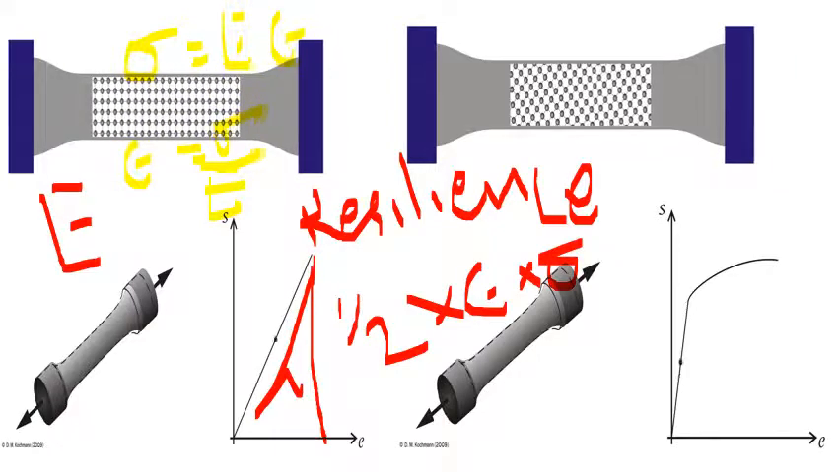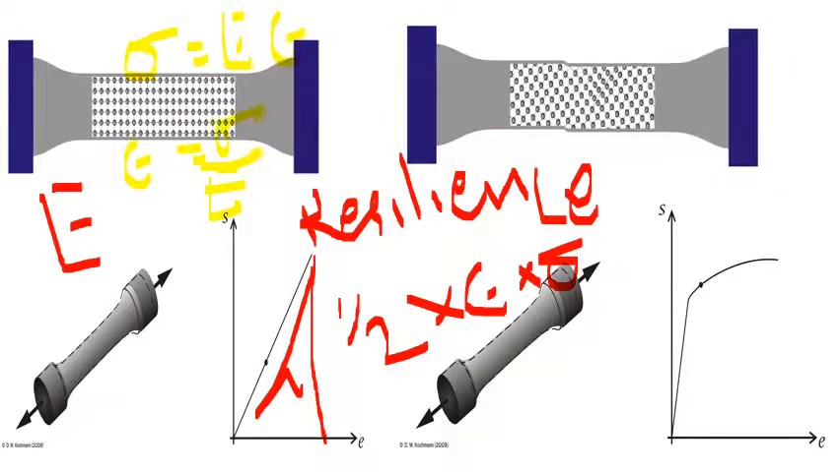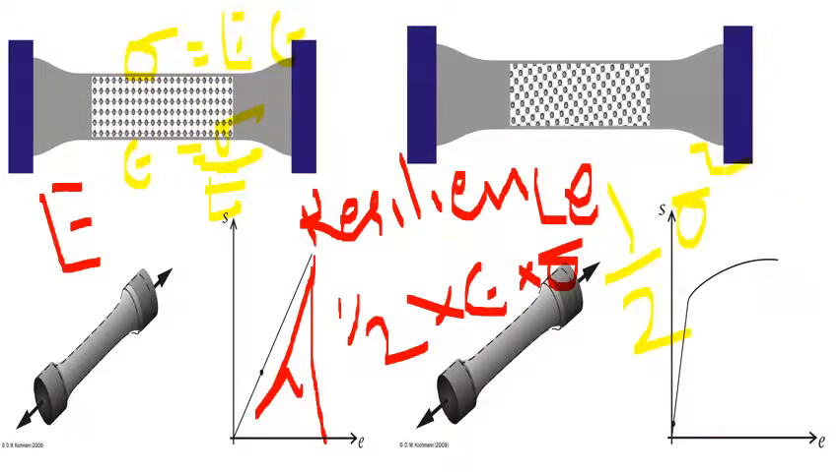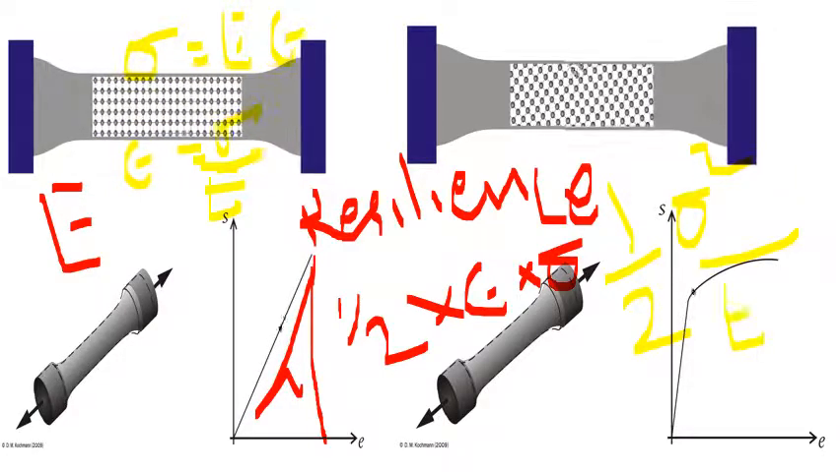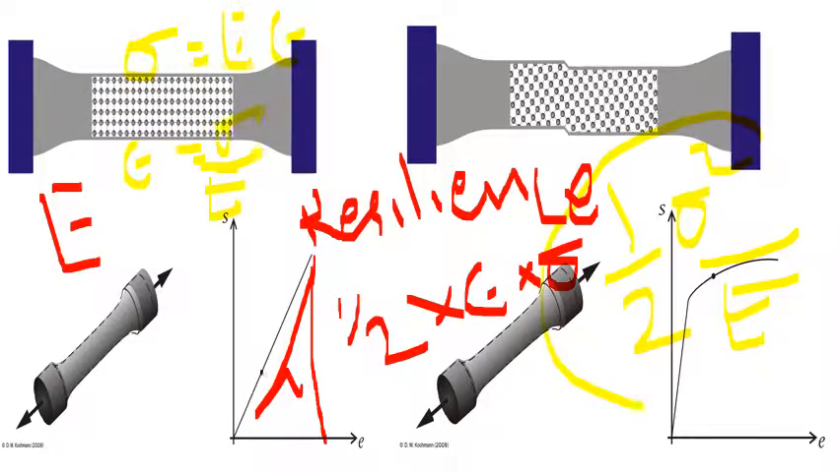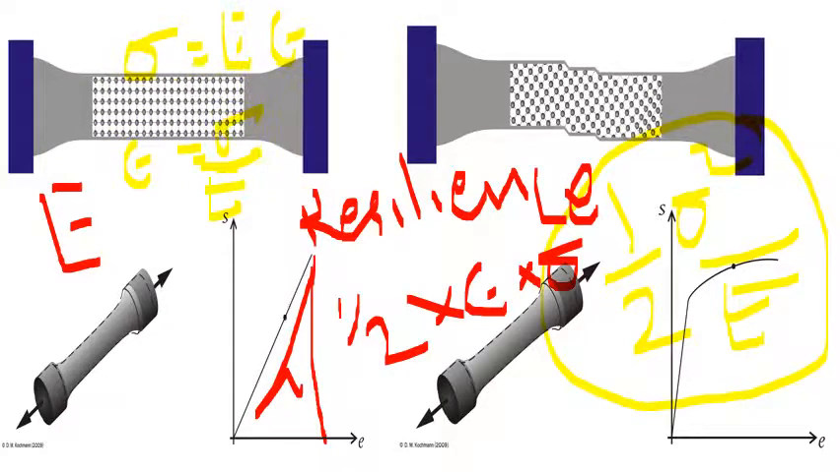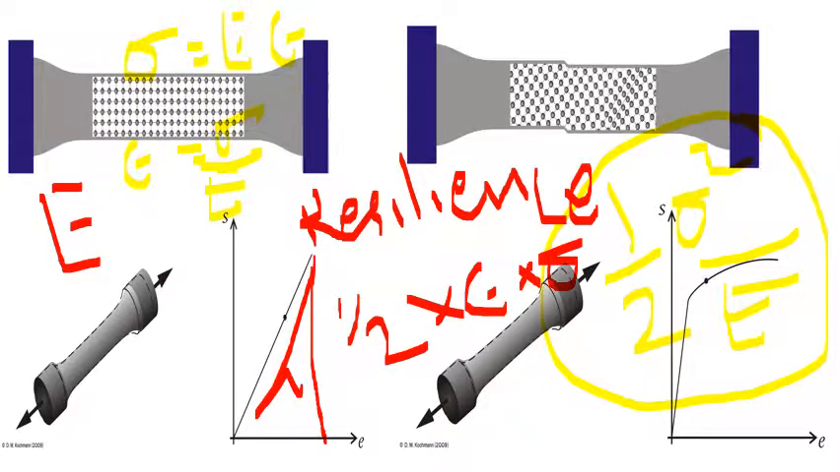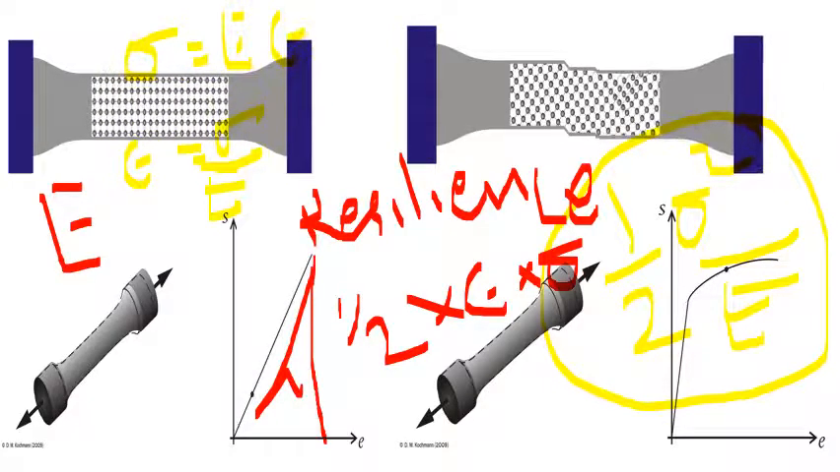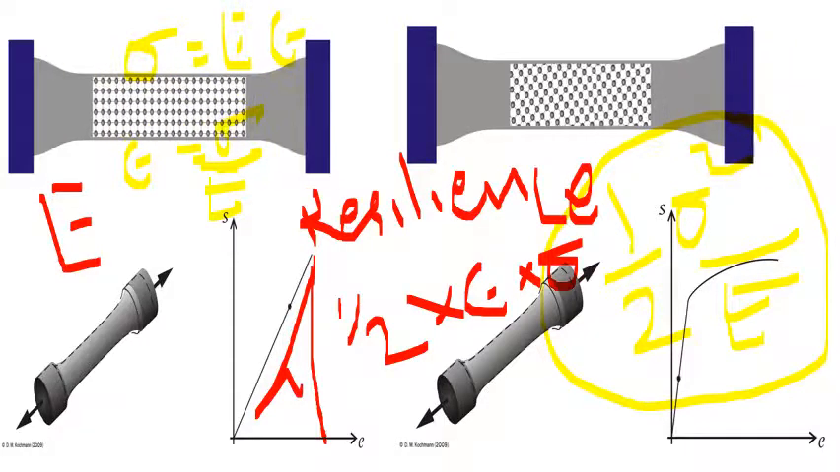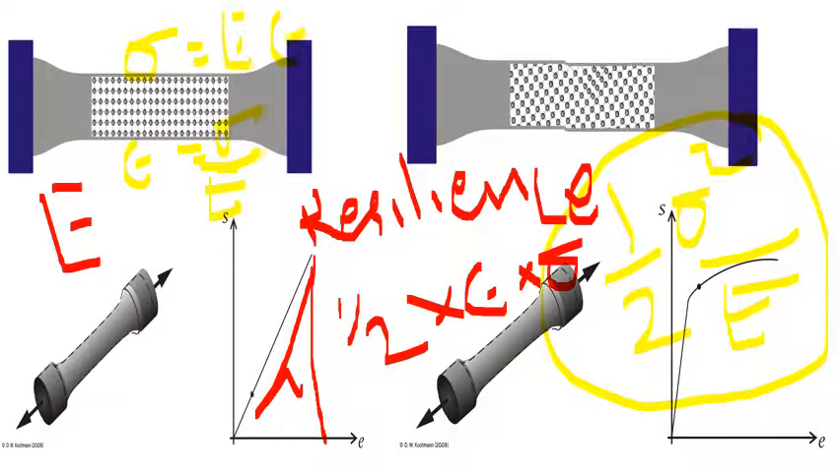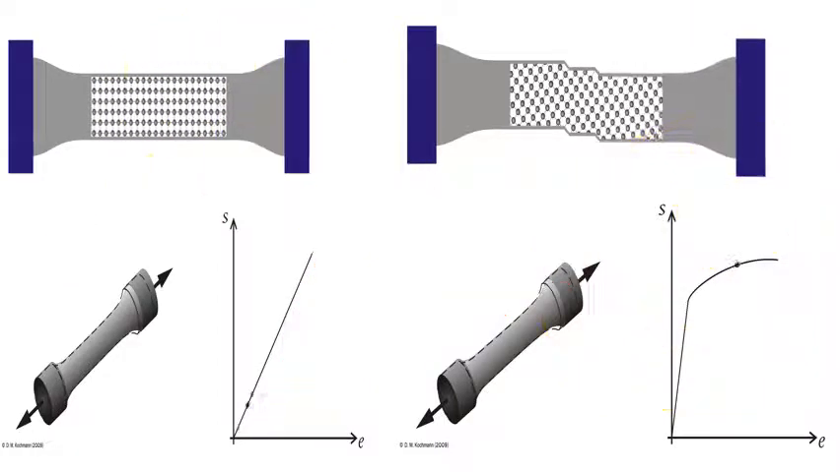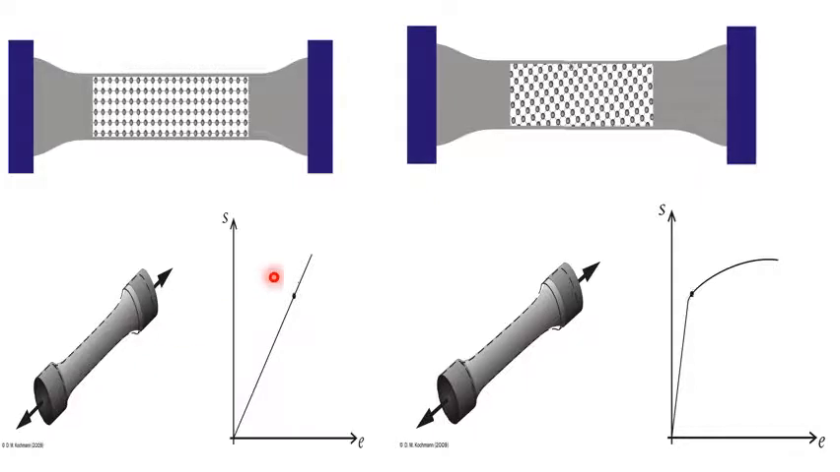Sigma by E. Once we substitute here, we get the equation as a half into sigma square divided by E. This is what we call the modulus of resilience. Resilience is nothing but the amount of energy absorbed in the elastic region. Whatever amount of energy is absorbed in this region is measured in terms of modulus of resilience. So that is about the elastic region.